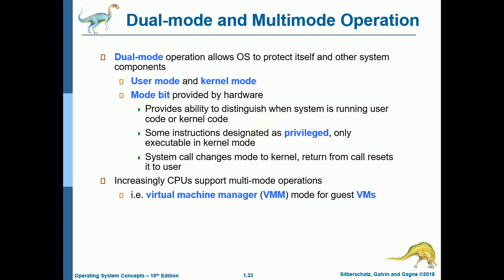Okay, next we have the dual mode and multi-mode operation. Dual mode operation allows the OS to protect itself and other system components. This dual mode has the user mode and kernel mode. A mode bit provided by hardware provides the ability to distinguish when the system is running user code or kernel code. Some instructions are designated as privileged, only executable in kernel mode. A system call changes the mode to kernel, and return from the call resets it to user. Increasingly, CPUs support multi-mode operations, such as the virtual machine manager mode for guest virtual machines.